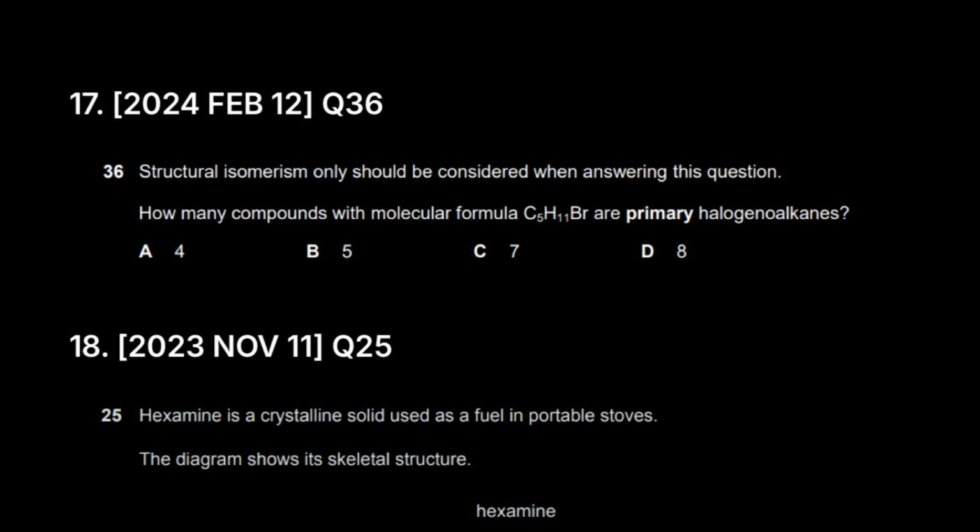Structural isomerism only should be considered when answering this question. Okay. How many compounds with molecular formula C5H11Br are primary haloalkanes? Now, I haven't taught you primary haloalkanes, but you have seen primary carbocations, which are carbocations bonded to one alkyl group. So primary haloalkanes would be those in which you have one alkyl group bonded to the carbon which has the halogen atom. So there's only one R group right here. So, how many primary haloalkanes can there be? Let's check it out.